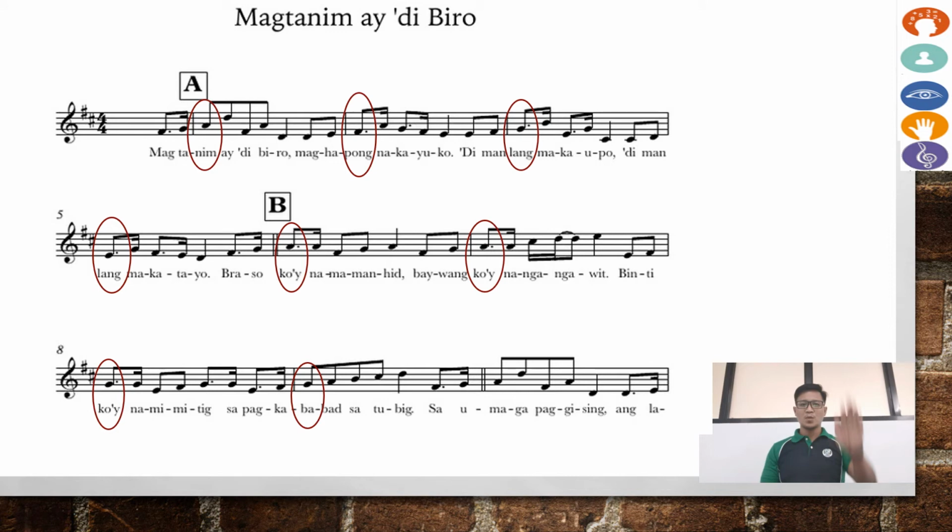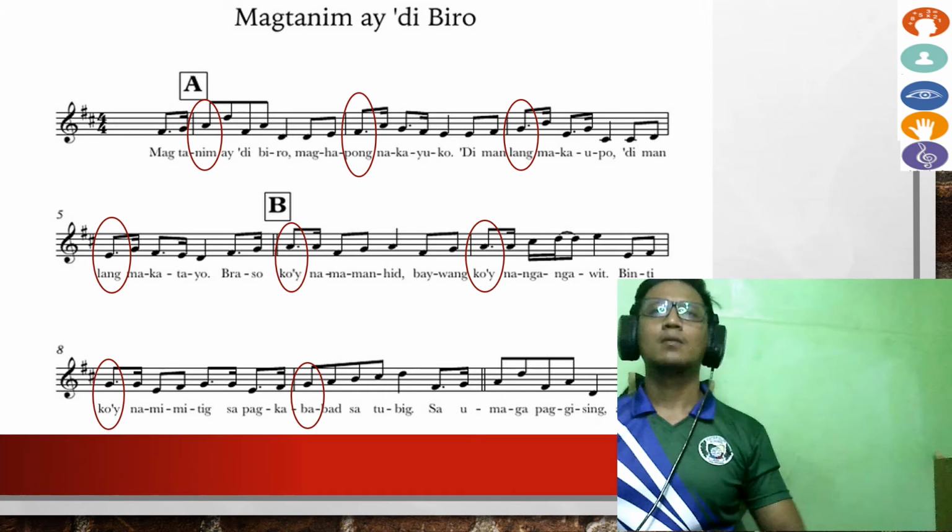Next is the 4/4 time. Before we practice it with the lyrics, let us practice first the conducting pattern. 1, 2, 3, 4. 1, 2, 3, 4. 1, 2, 3, 4. 1, 2, 3, 4. Now, let's do the conducting pattern as we read the lyrics on the music score. Remember, the encircled part is your downbeat.